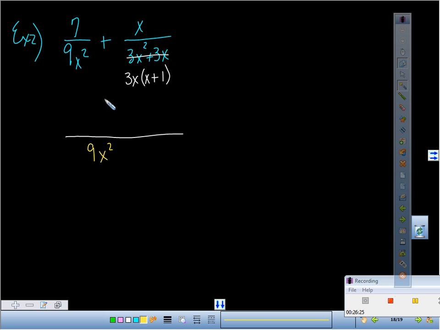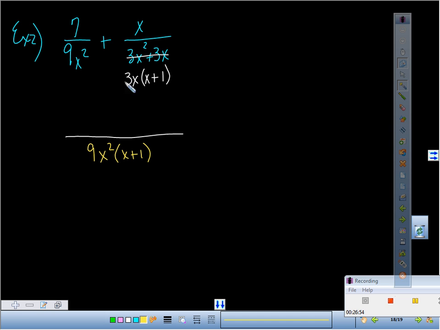No. See how you can just make things bigger? You can't take things and make it smaller. Okay? Shh. No. You can't. All right. Now, I've taken care of my 9 and my x squared. What about my 3? He's in my 9. What about my x? He's in the x squared. What about the x plus 1? Got to write him down. x plus 1. So this is my least common denominator.